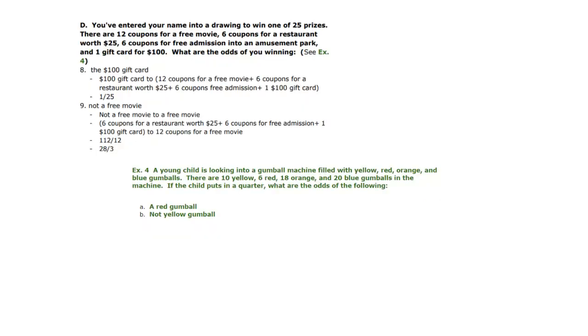All right, so the next one is the odds. Looks like you're a little confused on what odds means. Basically, the odds is the chances for versus the chances against something happening. So chances for, chances against.